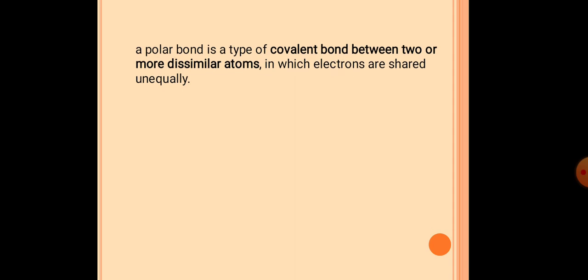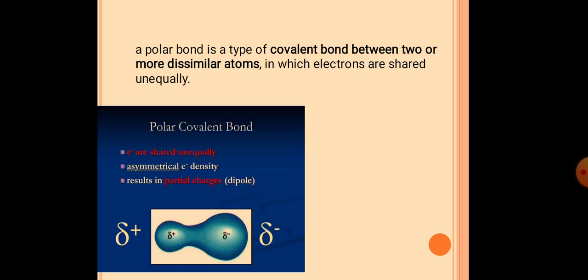Again, when we classify the covalent bonds still further, covalent compounds can be polar or non-polar. What is a polar covalent bond? A polar bond is a type of covalent bond between 2 dissimilar atoms in which the electrons are shared unequally. We call it a polar covalent bond.